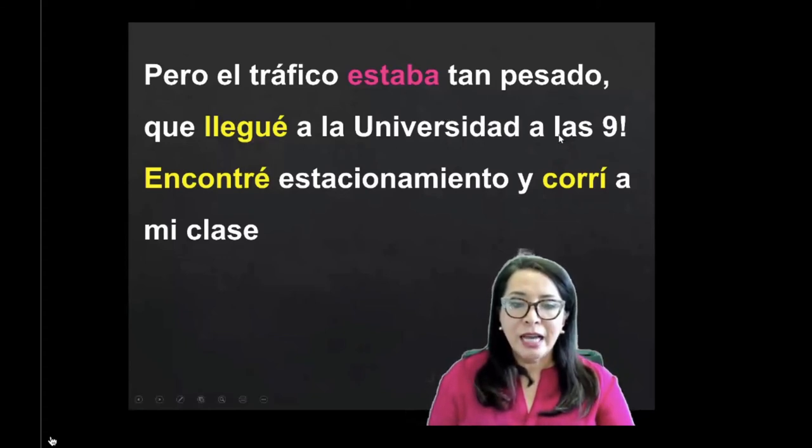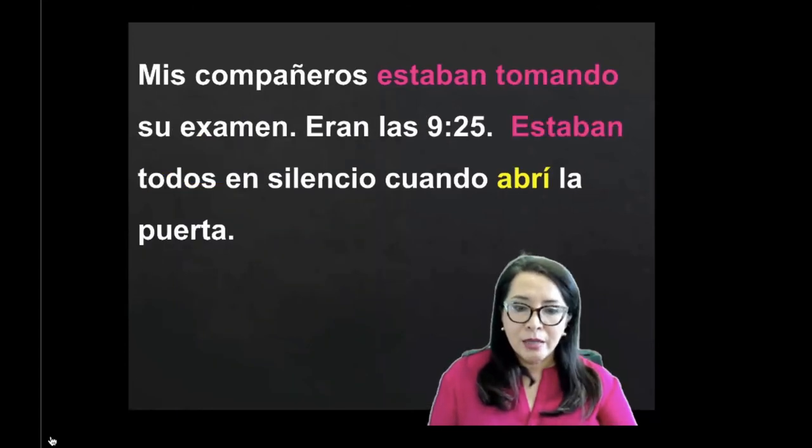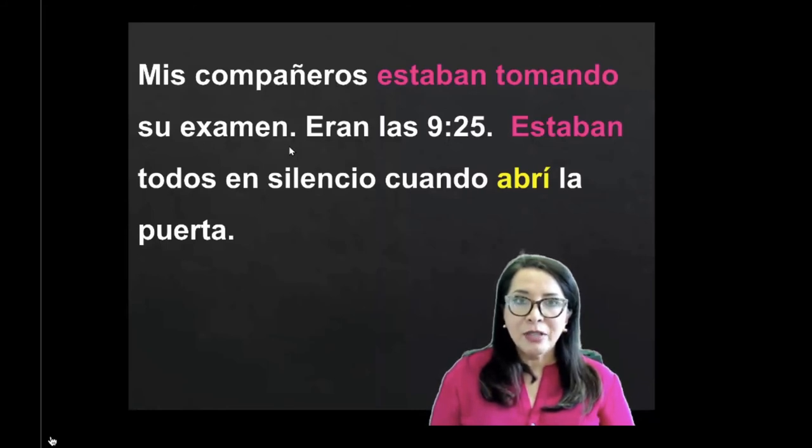Llegué a la universidad a las 9. I arrived. One time, done. Encontré estacionamiento y corrí a mi clase. I found parking and I ran to my class. Series of events. Still, all these actions are advancing my story. Mis compañeros estaban tomando su examen. I'm describing what was happening, a state. My classmates were taking their exam. Eran las 9:25. Estaban todos en silencio. I'm describing their state. Estaban, therefore, imperfect.